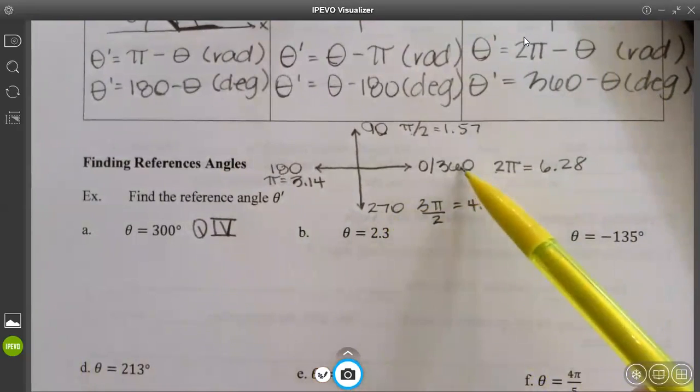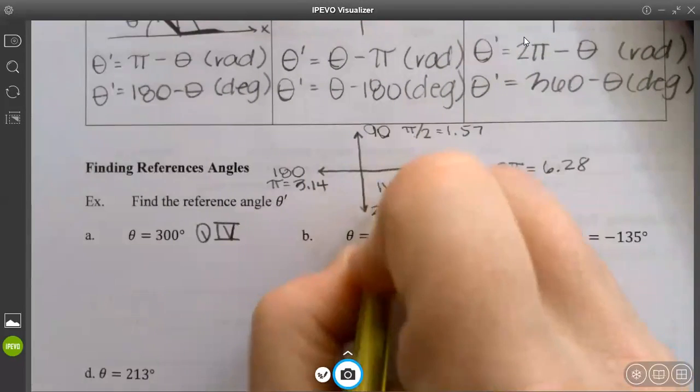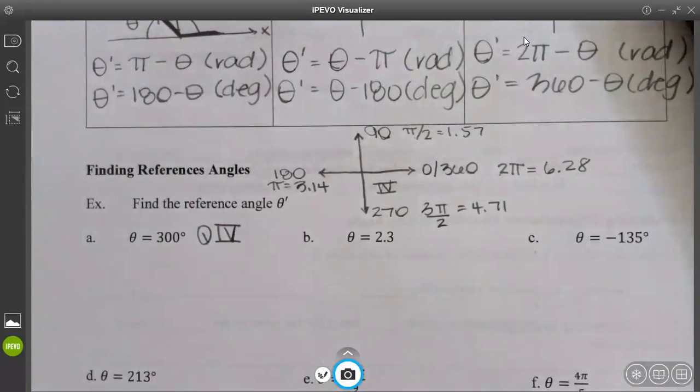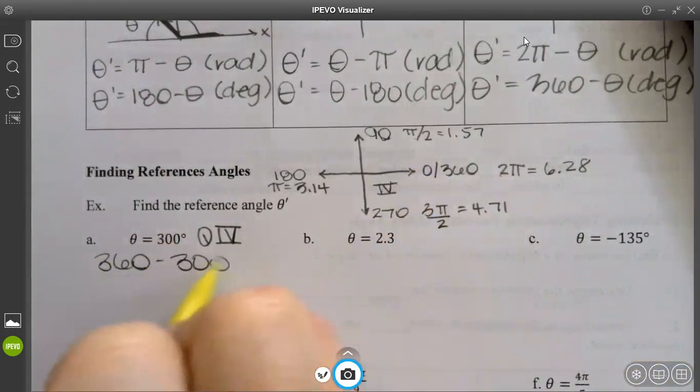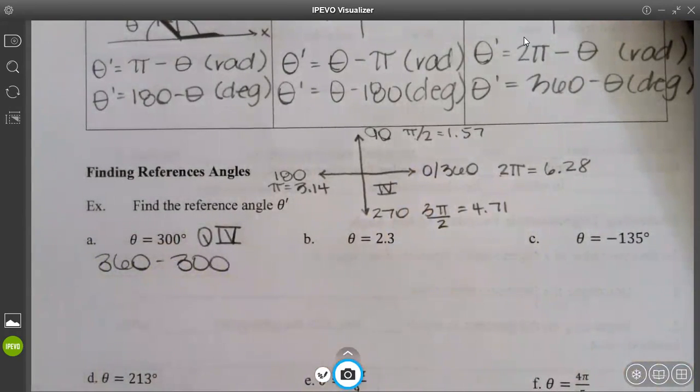300 is between 270 and 360, which would be quadrant 4. Okay, it says in quadrant 4, we just go backwards. So 360 minus 300. Basically, how far is it from the closest axis? 60 degrees. So that's your reference angle.